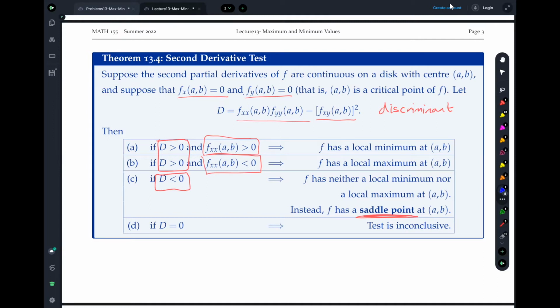And then the sign of either our f sub xx or f sub yy, it doesn't matter which one, at our point tells us whether we have a local minimum or a maximum. If this d is negative, then that means that we don't have a minimum or a maximum. We actually have a saddle point. And if the d is equal to 0, then our test is inconclusive. So we have to do other things. That's not going to be covered in this course, though. So as far as you're concerned in this course, we'd always be in one of these 3 examples here.